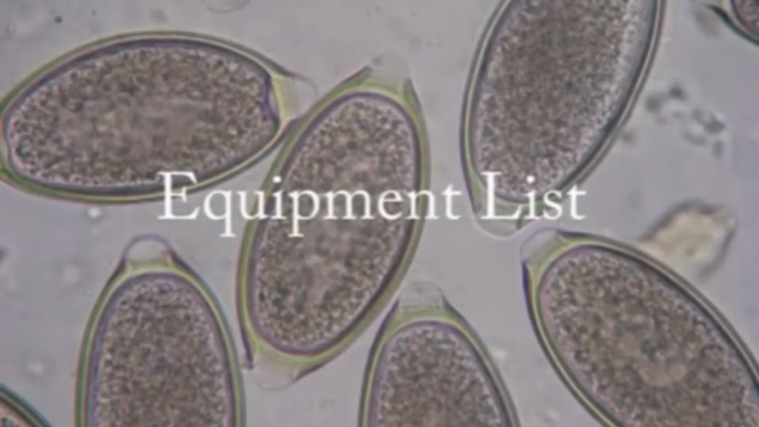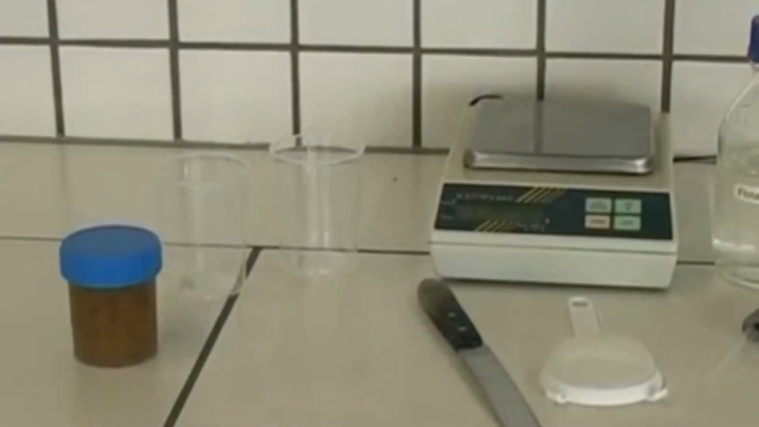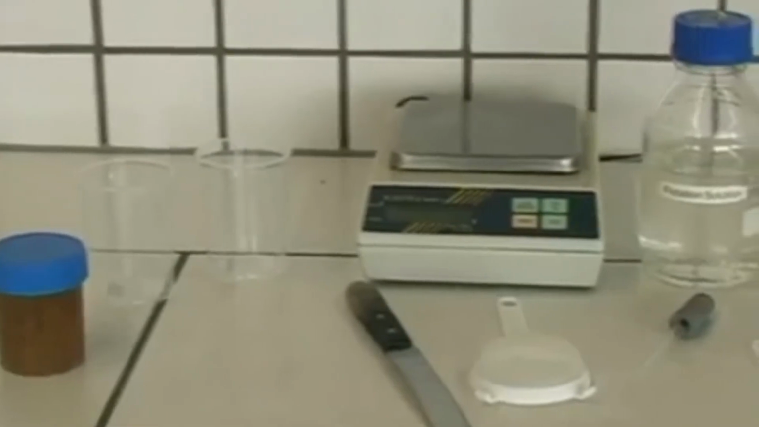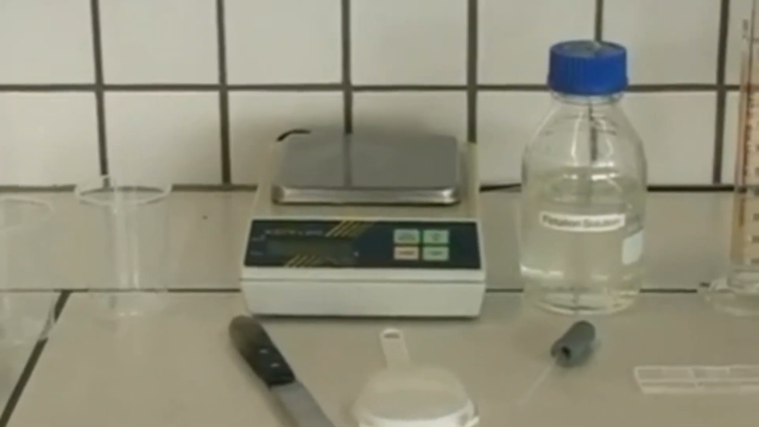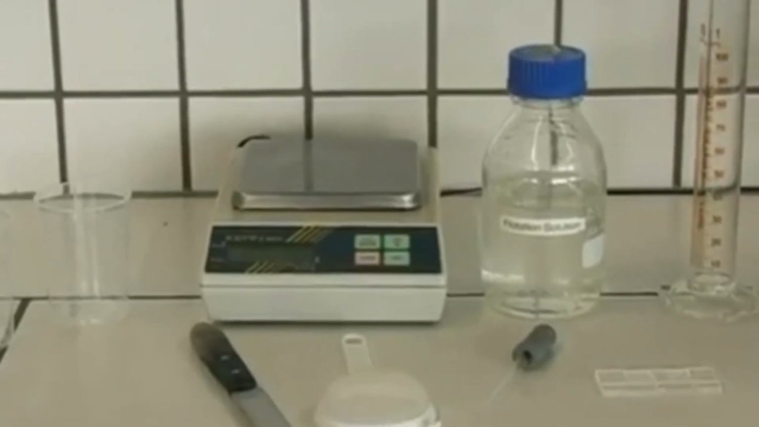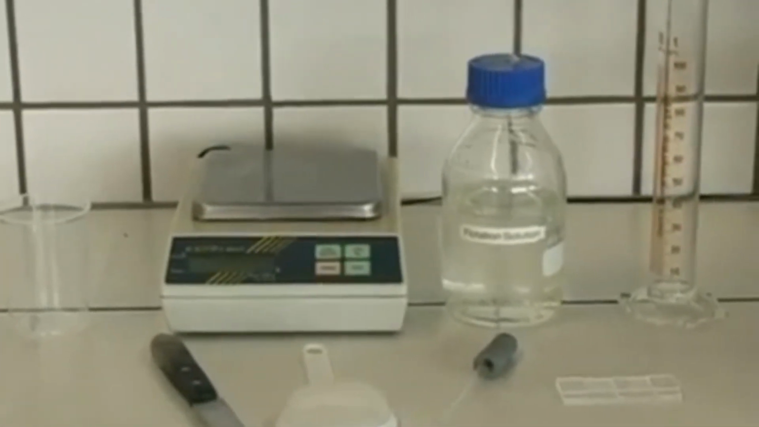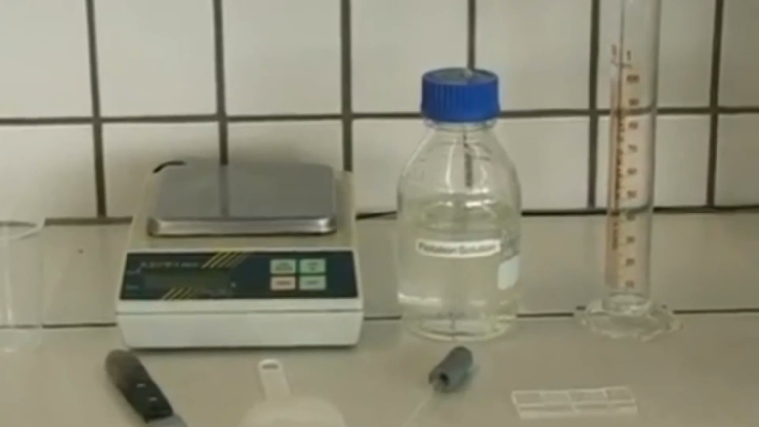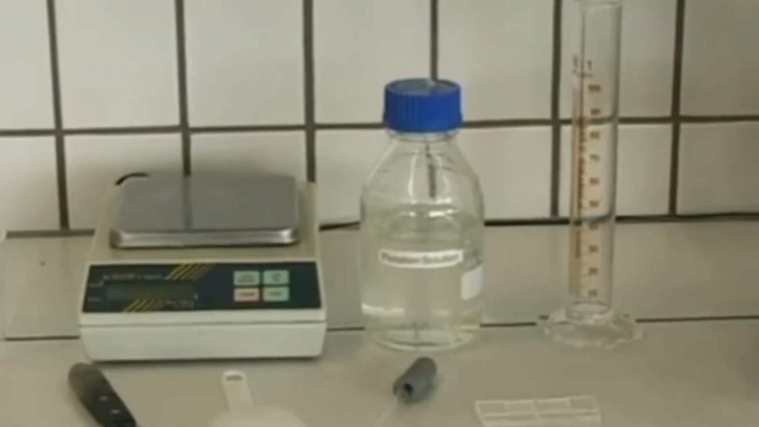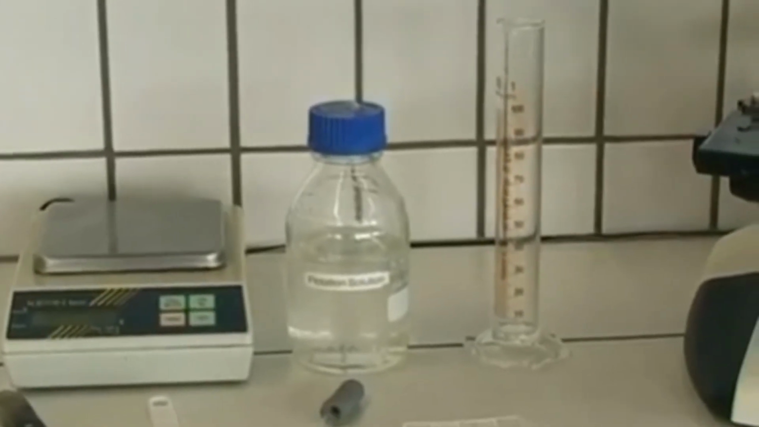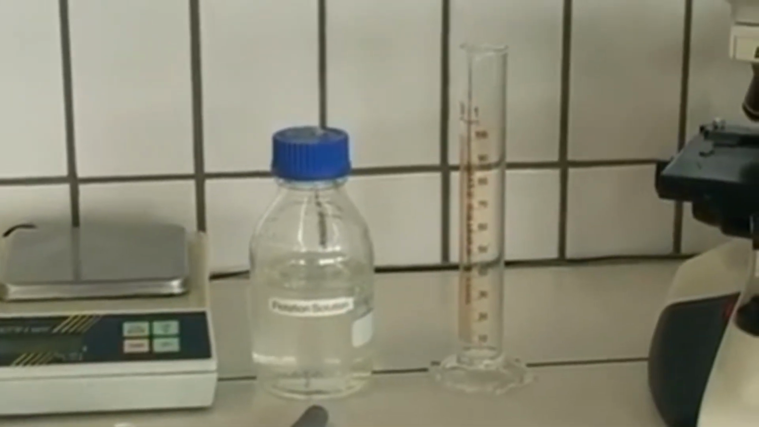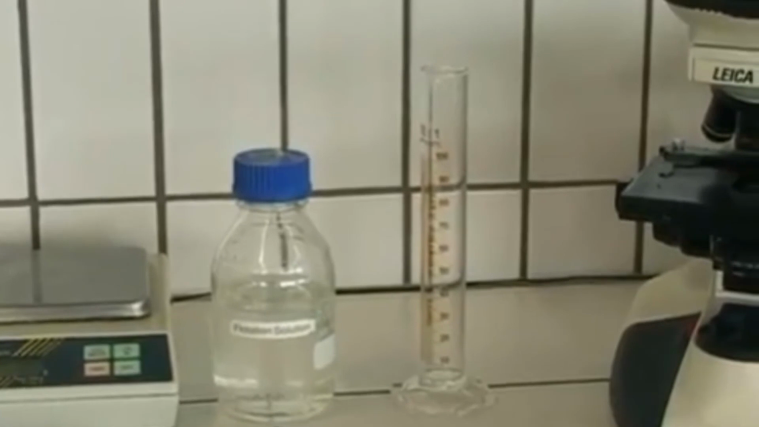Equipment lists. To perform a McMaster, the following equipment is necessary. 2 beakers or plastic containers of at least 50 milliliters, a stirring device such as a spatula, a scale, a tea strainer, a Pasteur pipette and a rubber teat, the flotation solution, a measuring cylinder of at least 50 milliliters, a McMaster slide and a compound microscope.